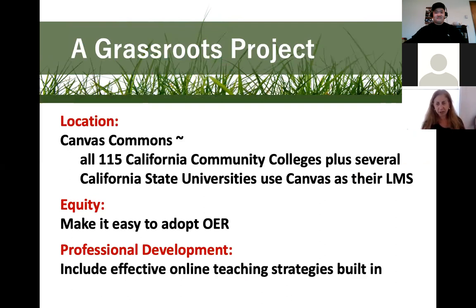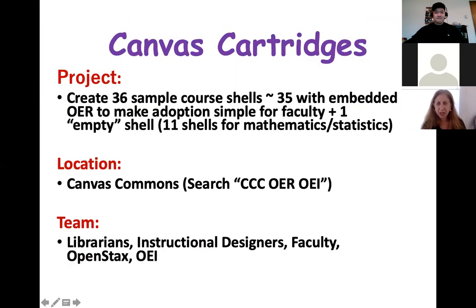I didn't have several. So we started this as a model so that people can put other accessibility experts in. So we created, at the time it was 30, but now they've started a business line. So now it's 36 sample course shells. 35 of them are for the OpenStax textbooks. And one is what I call the empty shell.